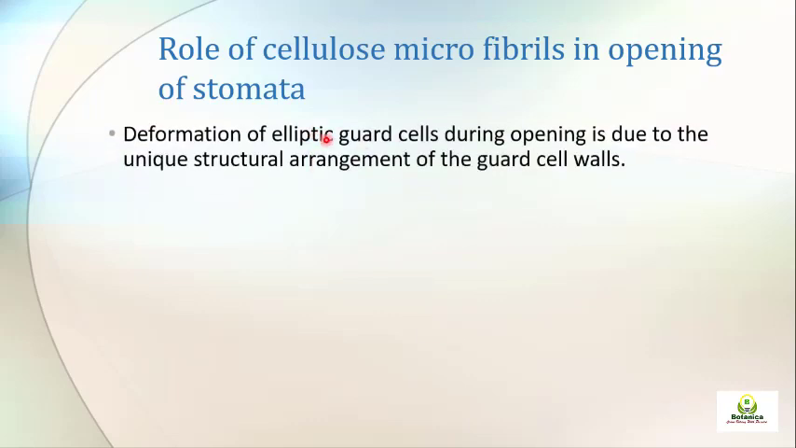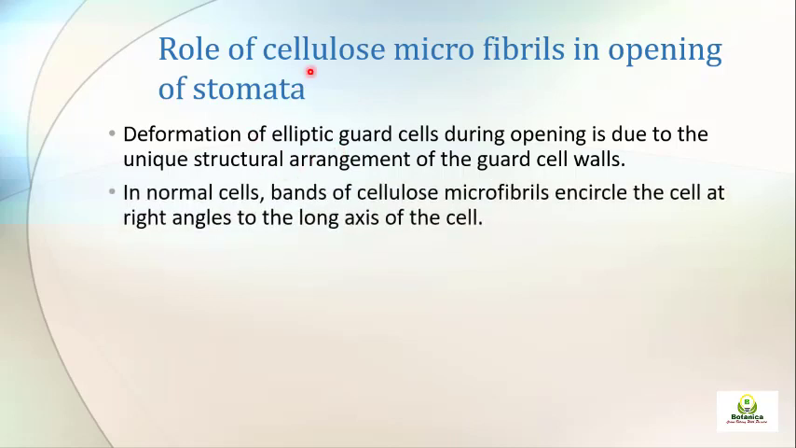So, deformation of the elliptic guard cells. Those guard cells which are elliptic in nature have thickened inner cell walls, and the outer cell walls are thin. So opening is due to the unique structural arrangement of the guard cells. Because of the deformation which occurs in the guard cells, the stomata open. That deformation is because of the unique, distinguished structural arrangement in the guard cells, and that unique structural arrangement is because of the cellulose.